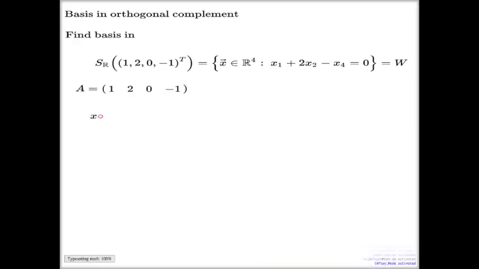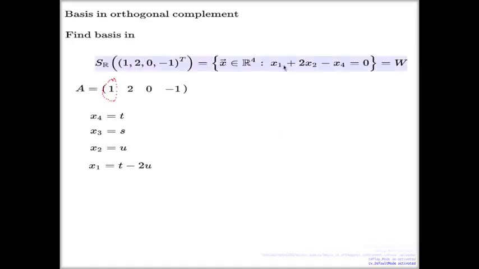Here's my parameterization. For x4, I choose the letter t for the parameter. For x3, I choose the letter s. For x2, my next choice of letters is u. And now I can solve in terms of these parameters. I can solve for the only leading variable, x1. Here's my solution straight from here.